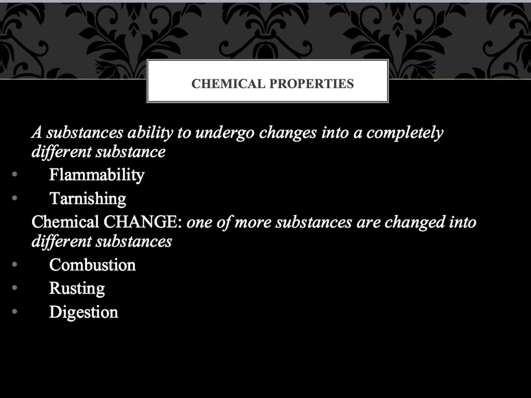It's something that rusts. A chemical change then is when that substance actually does that chemical property. So if we put iron outside and we let it rust, it's undergoing a chemical change. It's changing to something completely different. It's not like smashing where it stays the same. It's changing to something brand new.